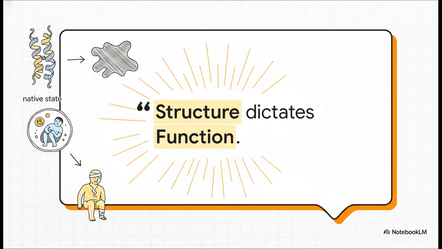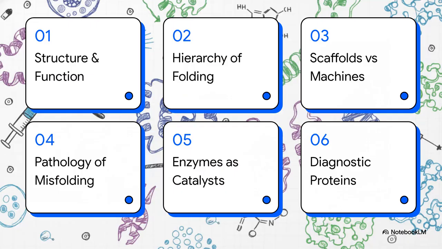If you alter that shape, the protein loses its function, and it's that specific loss of function that leads directly to human pathology. So here's our roadmap for this micro to macro journey. We'll start by looking at how structure dictates biological function. Then we'll break down the hierarchy of protein folding. From there, we'll compare structural scaffolds to molecular machines, examine the severe pathology of misfolding, look at enzymes as biological catalysts, and finally discover how proteins act as diagnostic tools in a clinical setting.